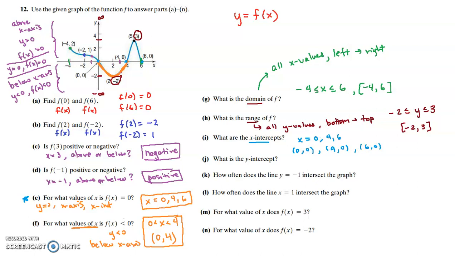The y-intercept, we look along the y-axis. So along the y-axis, we just have one y-intercept, and that's at 0, 0. And we see that 0, 0 occurs in the x-intercepts and the y-intercepts. If you have 0, 0 on the graph, it's going to be for both, because it's an x-intercept and a y-intercept at the same time.